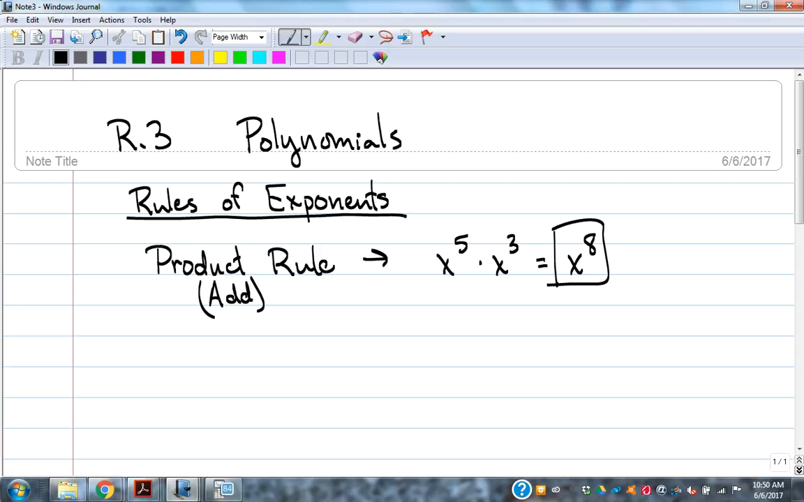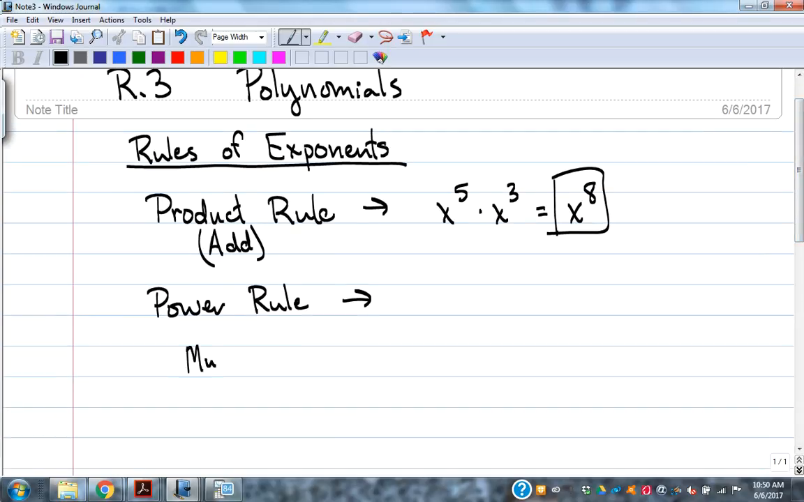You add the exponents if you're multiplying. That's the product rule. The power rule is where parentheses are involved. You're going to multiply. That's what you do with what's underneath in parentheses with the exponents. So if we had x to the 6th with a 2 on the outside of the parentheses, this is the power rule. Anytime it's parentheses with an exponent on the outside to one or multiple things multiplied together on the inside, it's going to be multiply the exponents. So that'd be x to the 12th.